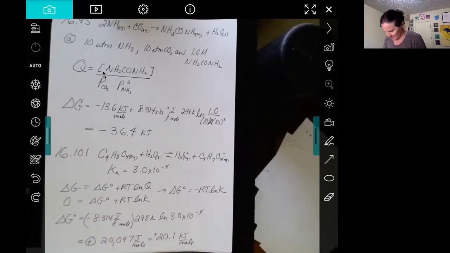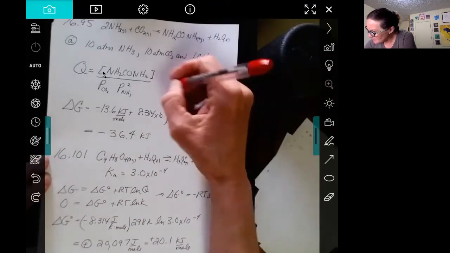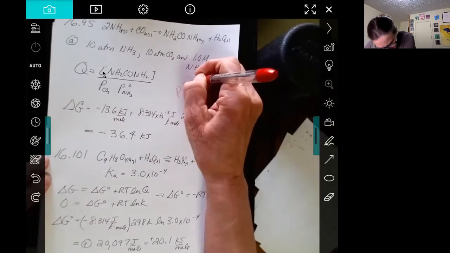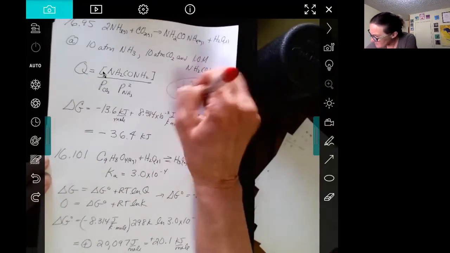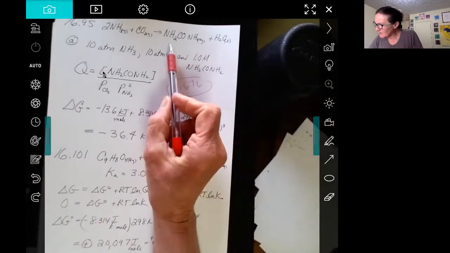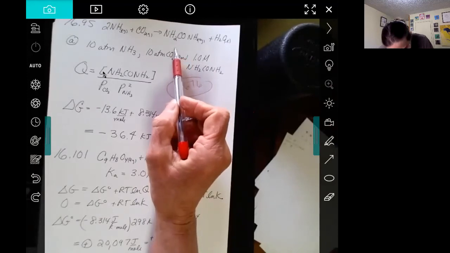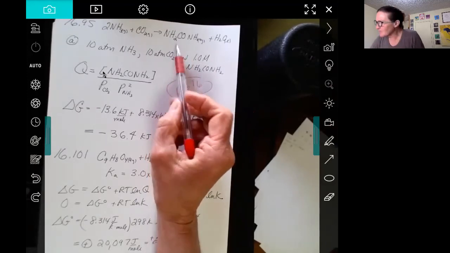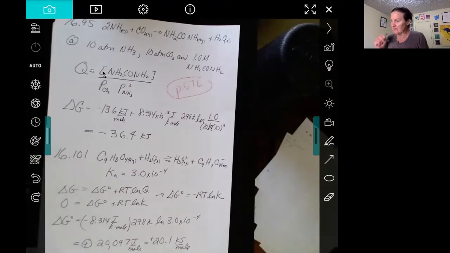Okay, 95. 95 is on page 676. It gives us a reaction, which I've written at the top: ammonia reacting with carbon dioxide to make this guy, which, what is it called? Urea and water. And we want to calculate delta G at different conditions.